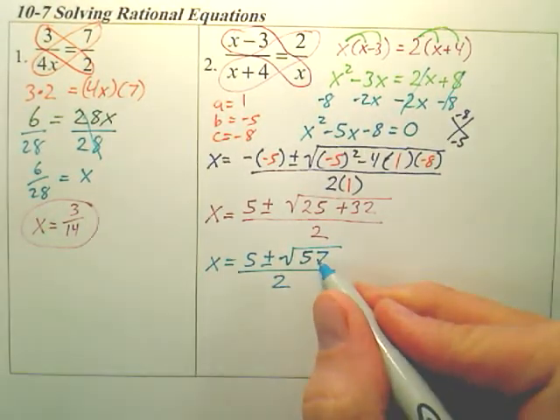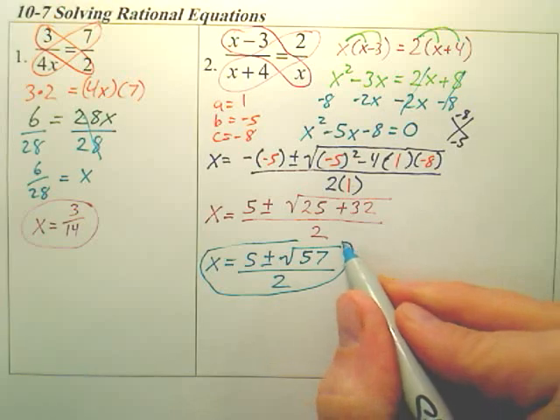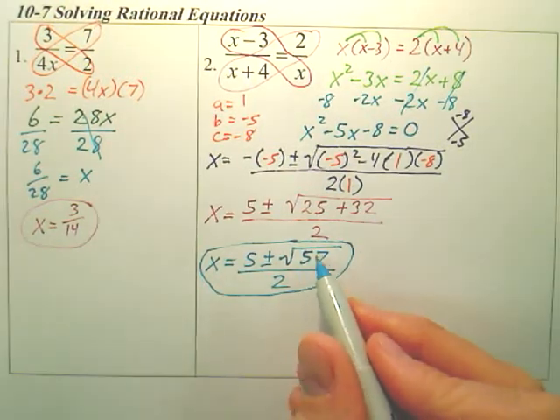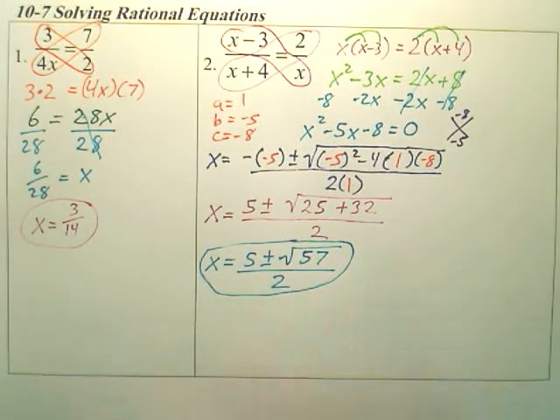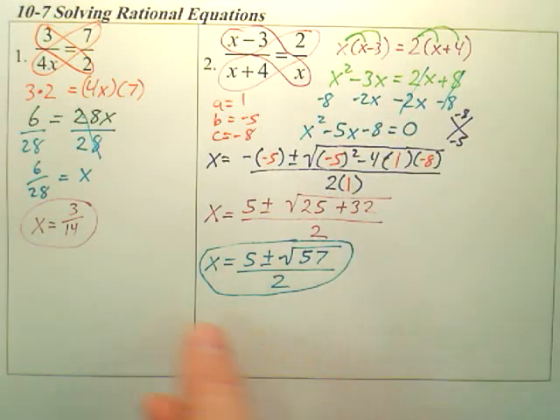And does the square root of 57 reduce? There's no square number that goes into that nicely. So actually this will end up being our answer. There are two answers: 5 plus the square root of 57 divided by 2, and 5 minus the square root of 57 divided by 2. Watch out, sometimes you can factor them, sometimes you have to use the quadratic formula, sometimes they're as easy as this. Just every problem's different.